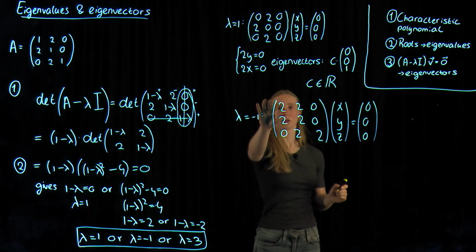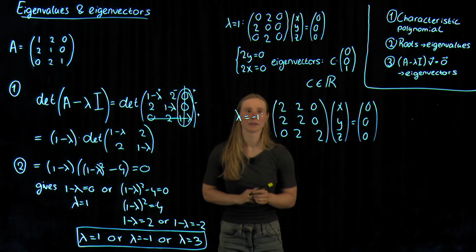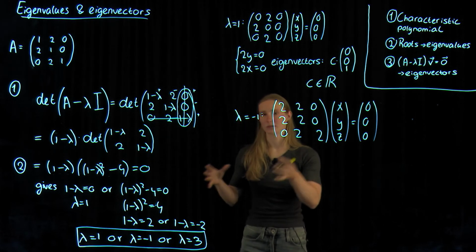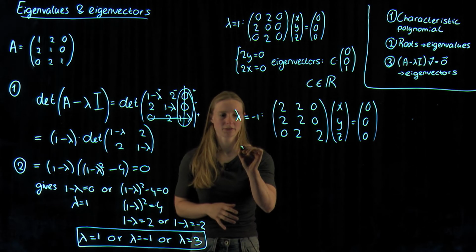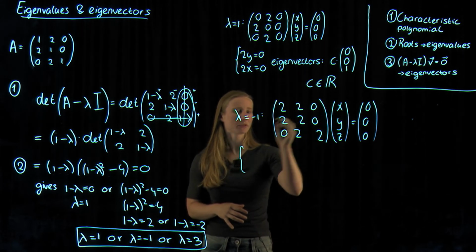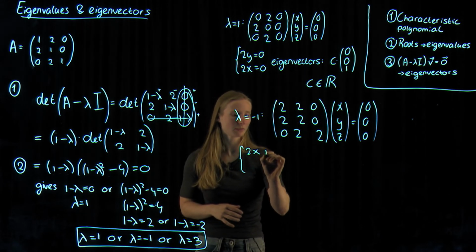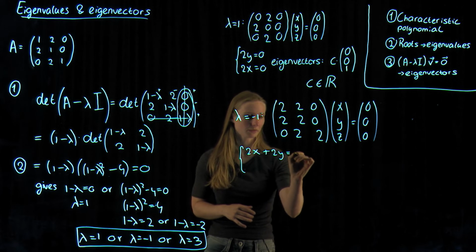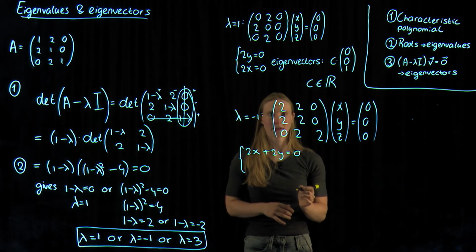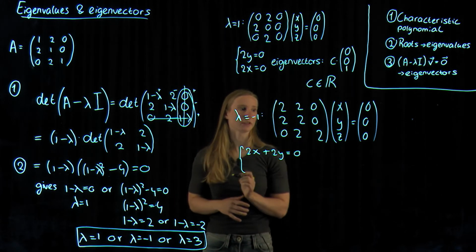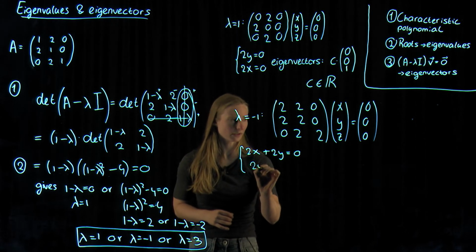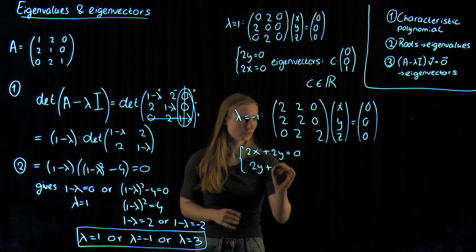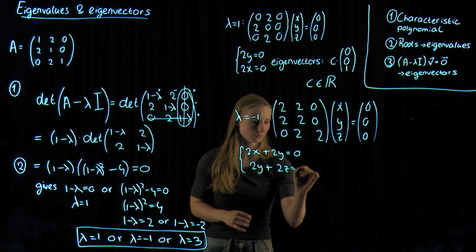Again, we have 2 rows that are the same, but we already determined that that was correct. So, okay, what equations do we find here? The first one tells us that 2x plus 2y is equal to 0. And the second one is the same. And the third one says that 2y plus 2z is equal to 0.